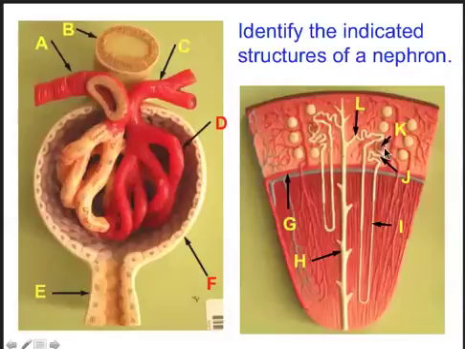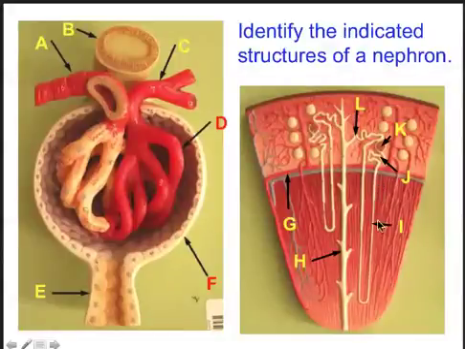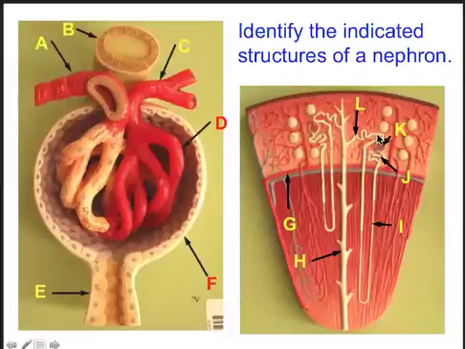The filtrate is produced in Bowman's, goes through the proximal convoluted tubule, goes down the descending limb of the loop of Henle, goes up the ascending limb of the loop of Henle, enters the distal convoluted tubule, enters the collecting duct. Now where does it go next? All the way to the apex of the renal pyramid, out the top of the renal papilla, which if you look at it real close looks almost like the top of a salt shaker, and into the minor calyx, from the minor calyx into the major calyx, from the major calyx into the renal pelvis, from the renal pelvis into the ureter, from the ureter into the bladder, from the bladder into the urethra, and from the urethra into the urinal.